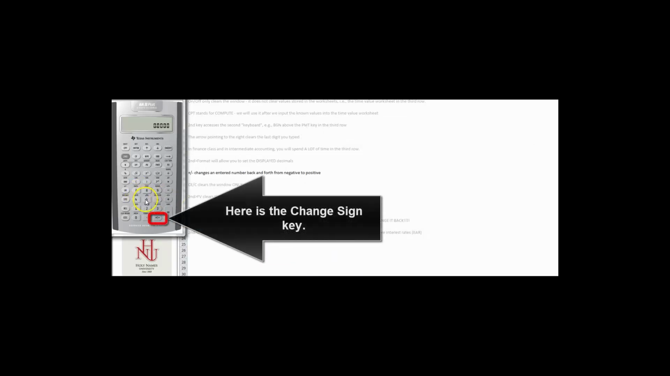Sometimes we'll want to enter a number as a negative number. We might want to get into the habit that whenever we send money out in this third row, we think of that as a negative number. So we don't hit minus here. We use this change sign key here to toggle back and forth between plus and minus.